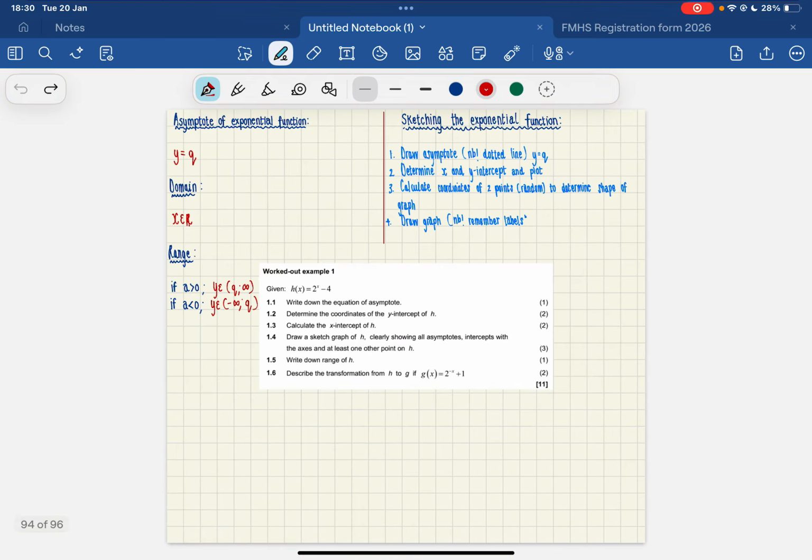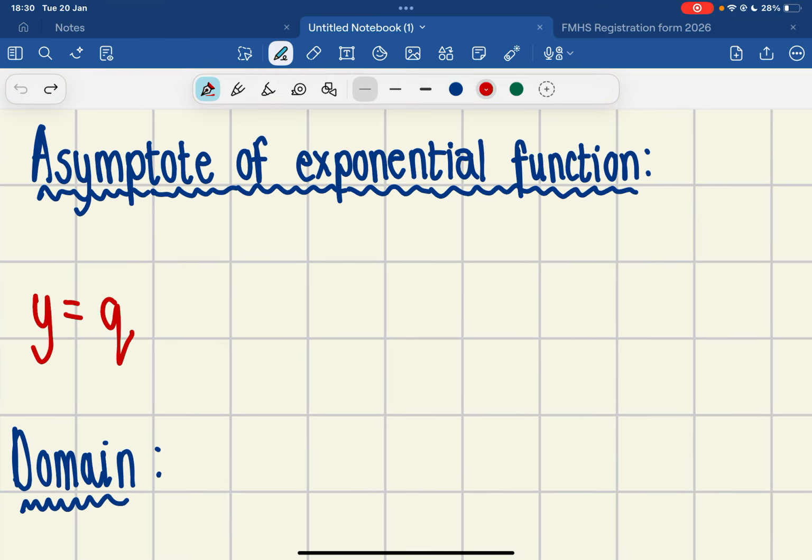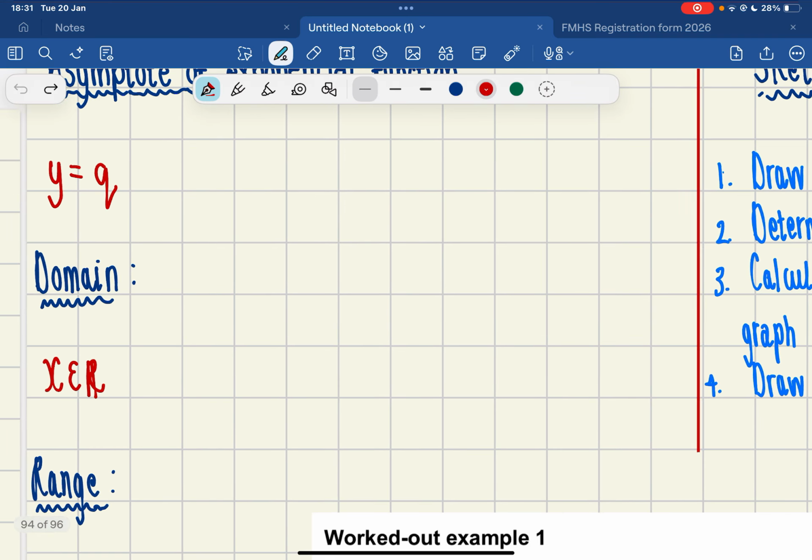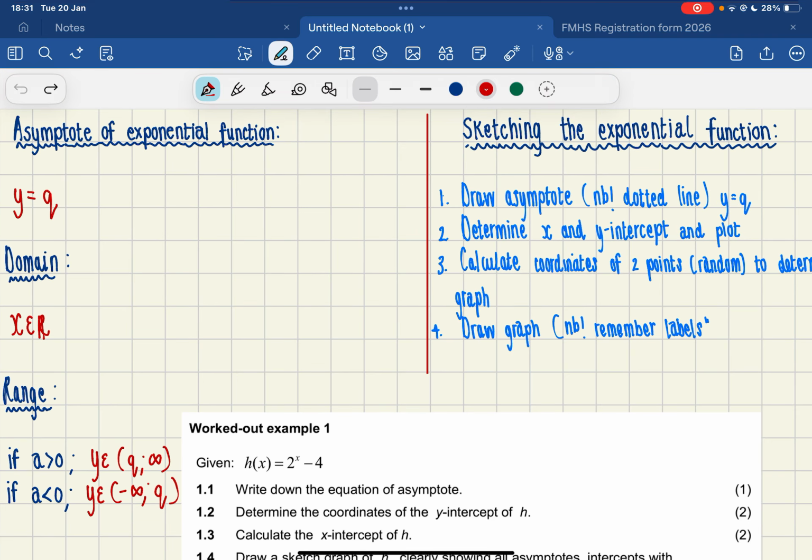Now that being said, I want us to look at the asymptote of the exponential function. Remember, the exponential function has 1 asymptote, and that is your horizontal asymptote, that being y is equal to q. Thus, let's move on to quickly the domain and the range of our exponential function.